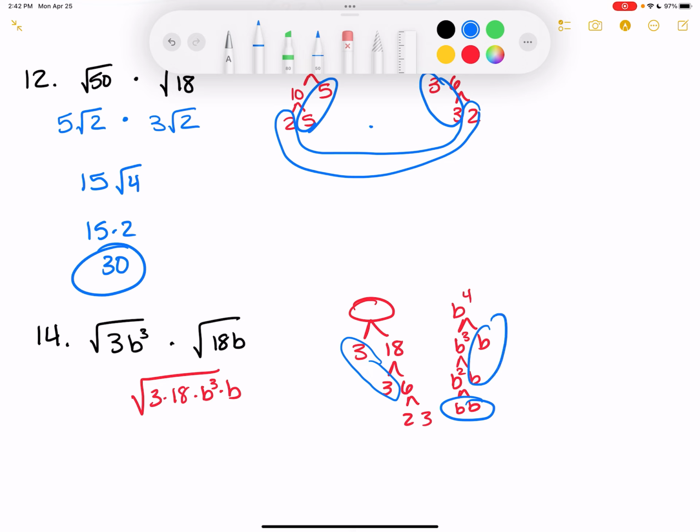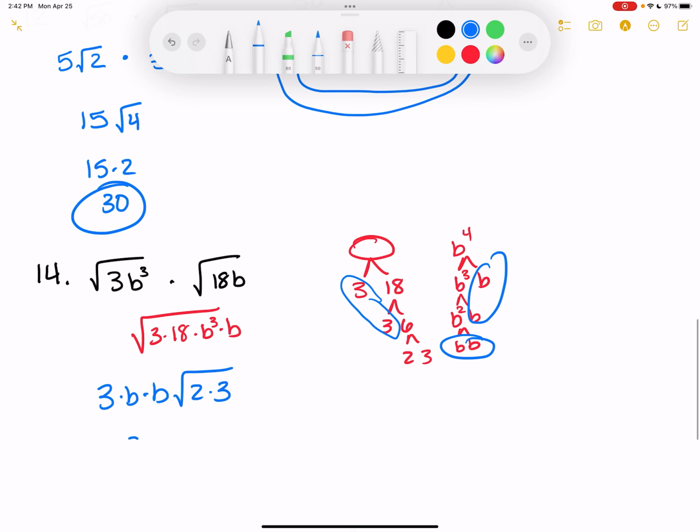So, outside, I write one of everything that's in the circle. So, 3 times b, and then the square root of whatever's left. I had a 2 left and a 3 left, so that's 2 times 3 inside. Okay? So, this gives me 3b squared times the square root of 6. Not too bad, right? Pretty easy.